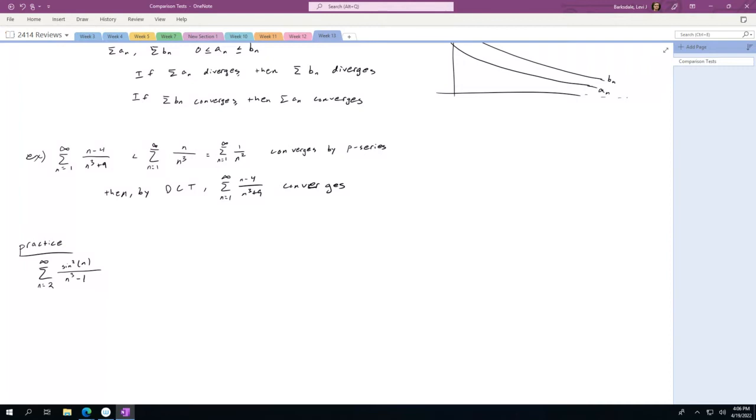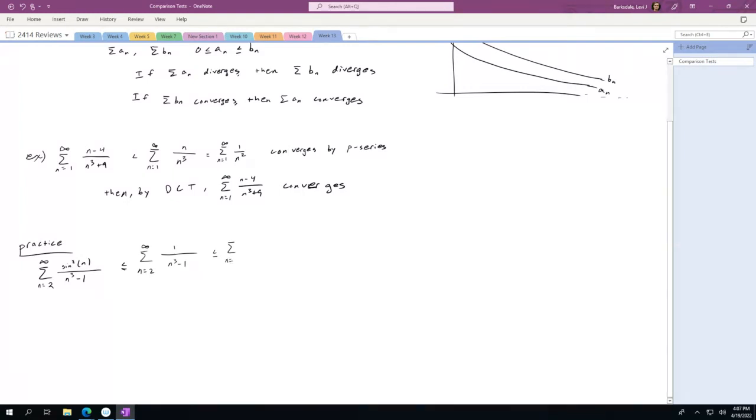All right, let's go over this problem. So for starters, we know that sine squared of n is always positive, and when n is larger than 2, so is n cubed minus 1. So we can actually write, because sine squared of n is always smaller than 1, this is smaller than or equal to the sum from n equals 2 to infinity of 1 over n cubed minus 1. Now, we can't just compare this directly to 1 over n cubed, because 1 over n cubed is actually smaller than 1 over n cubed minus 1.